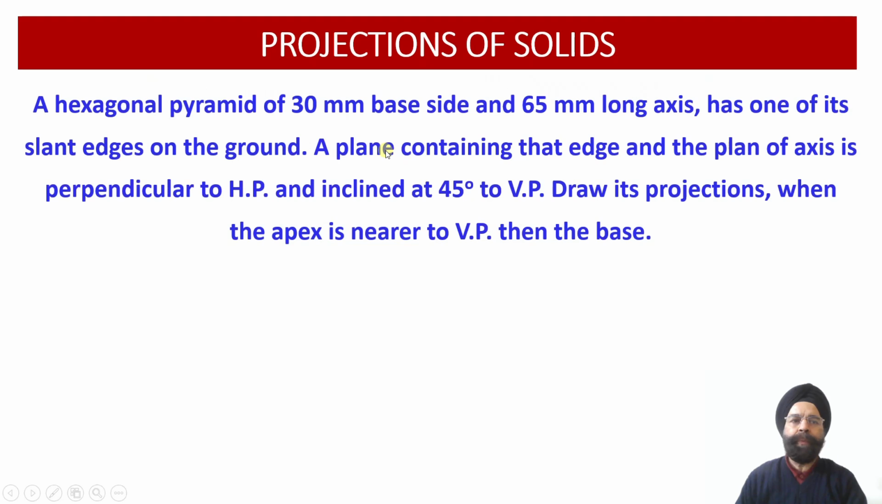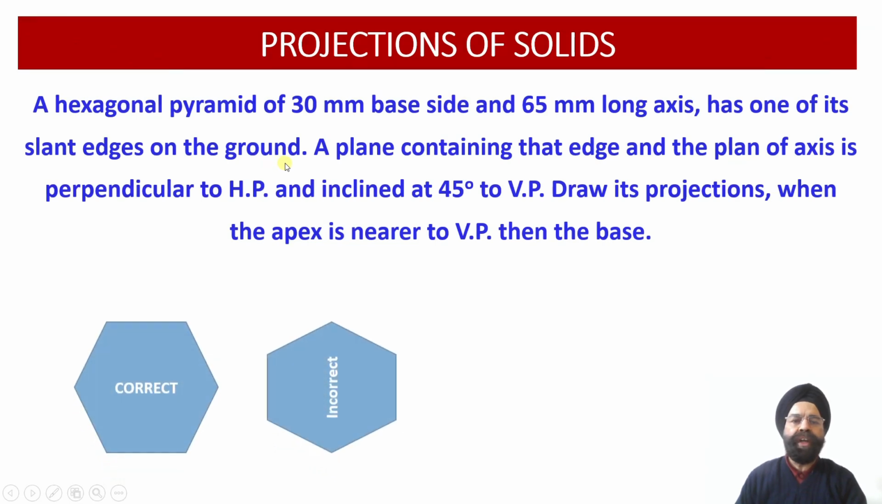Now here we have been provided with an oblique hexagonal pyramid having edge of the base 30 mm, axis height 65 mm, and it has got one of its slant edges resting onto the ground or onto the horizontal plane.